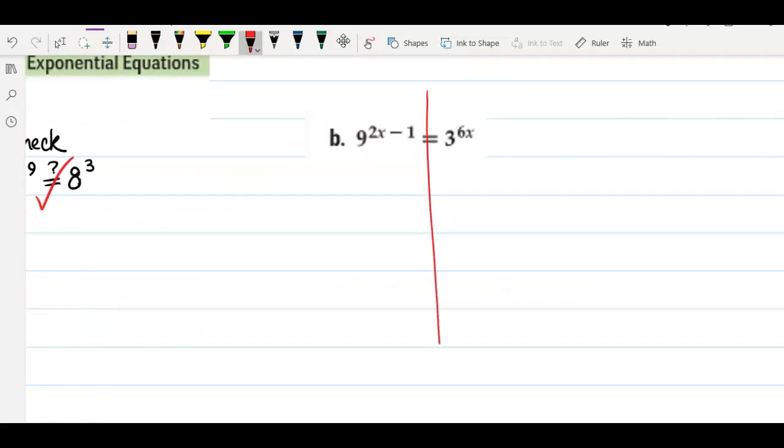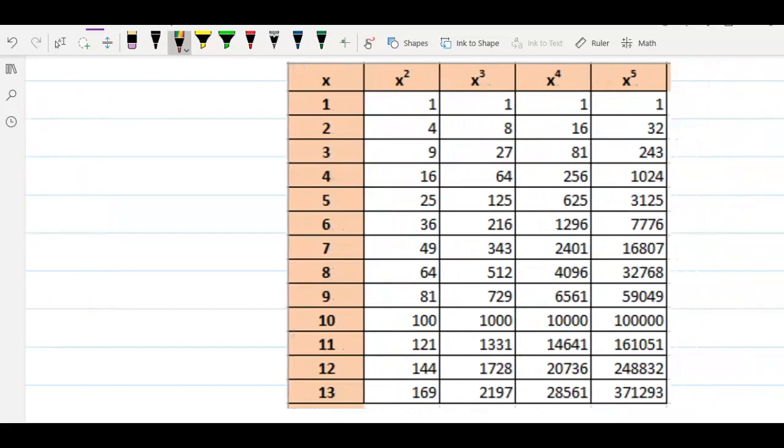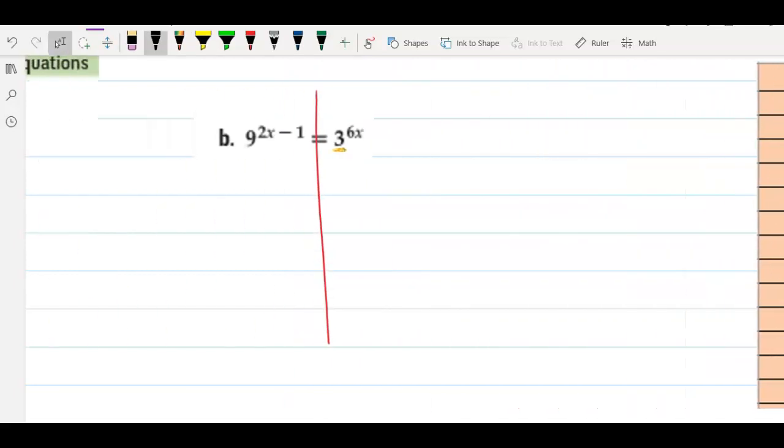Again, we're still trying to express these with the same common base. So we go to our chart again. We see that 3 is a pretty simple base. 9 could be expressed as some other number raised to a power. 9 is right here. It is 3 squared. So we're going to rewrite what we have. We're not changing the right side. On the left side, however, we're going to take out that 9 and replace it with 3 squared because 3 squared is 9.